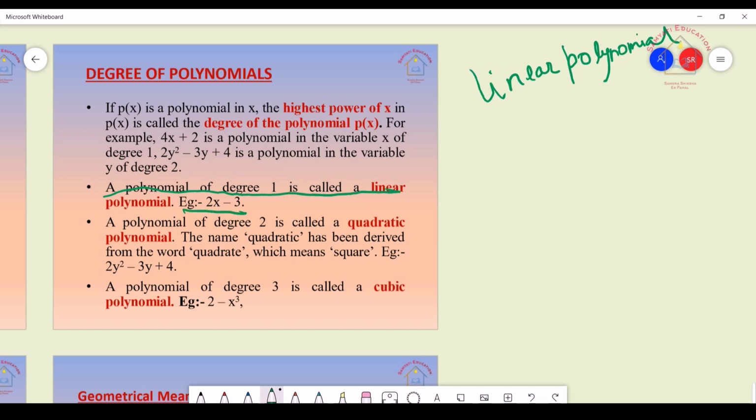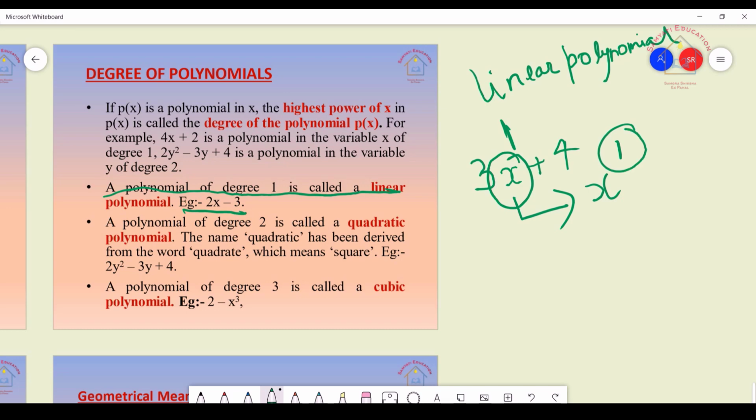Example: 2x minus 3. What does this mean, degree 1? If you see 3x plus 4, what is the degree in this polynomial? We can clearly see that the degree here is 1, as the highest power x has is 1. So the polynomial which has degree 1 is called a linear polynomial.